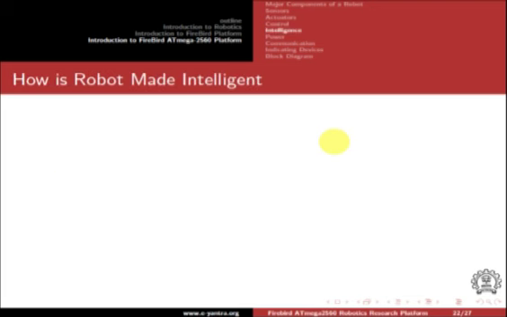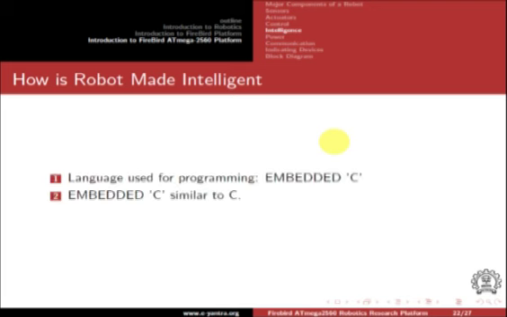Next, let us see what makes the robot intelligent. As discussed in the first slide, the intelligence of the robot is the user-written code. We write code in embedded C language, which is similar to the C program with slight modifications to make the language suitable for accessing hardware connected at controller pins.